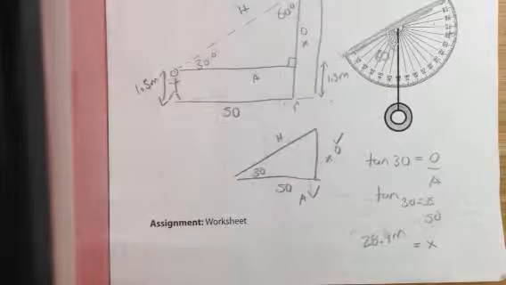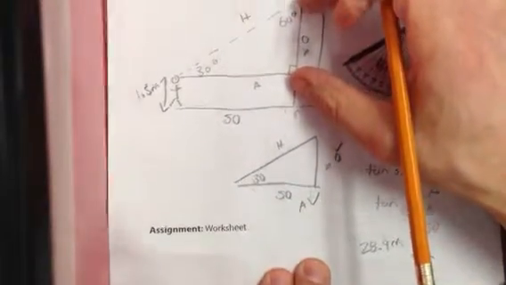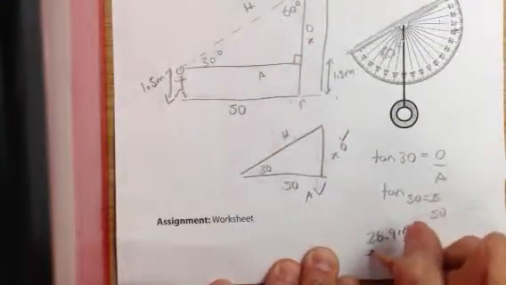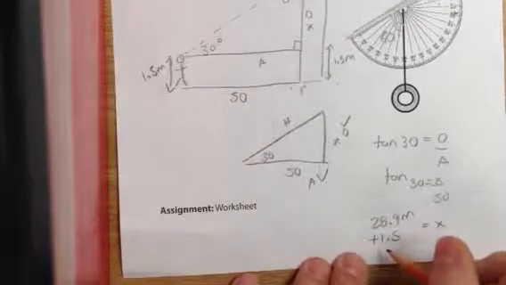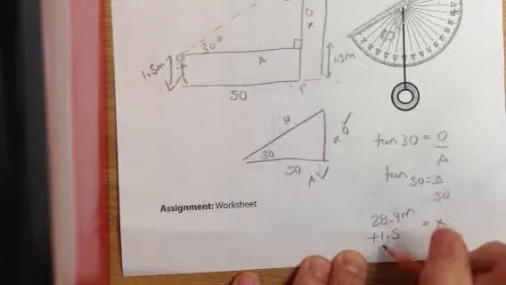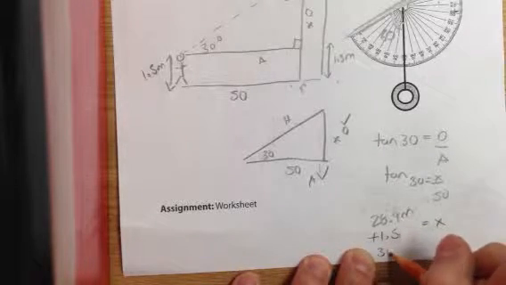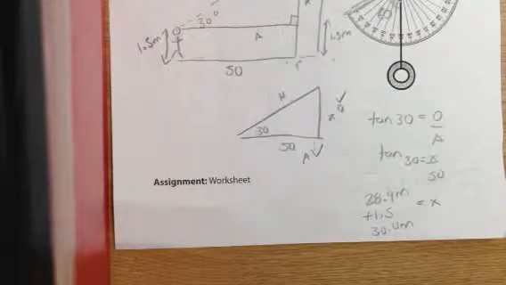But that's not the total height. That's the height of this, the triangle. Don't forget the guy's height, and you tack it on at the end. So all I do is add on another 1.5. So I'm going to get about 30.4. And you're done. And that's your answer.